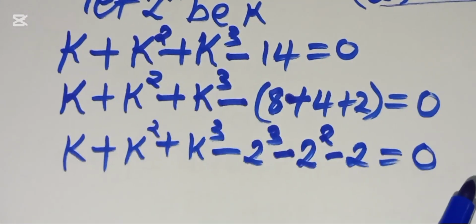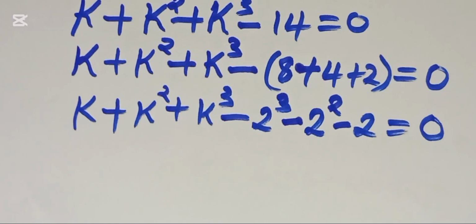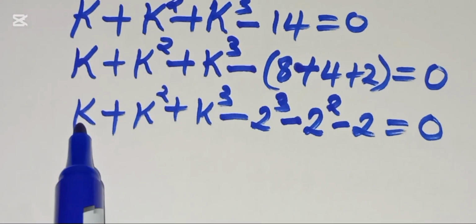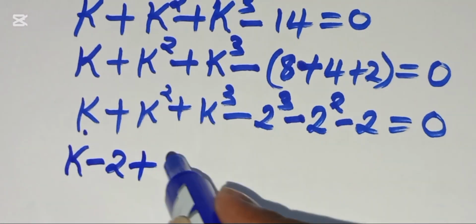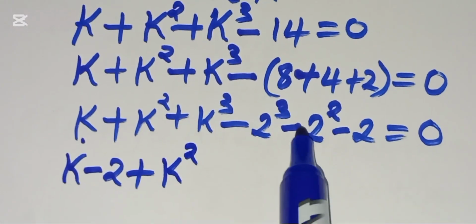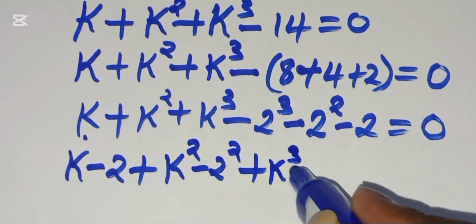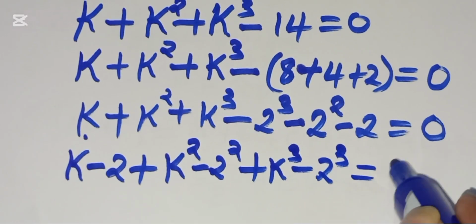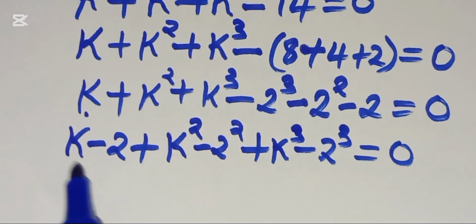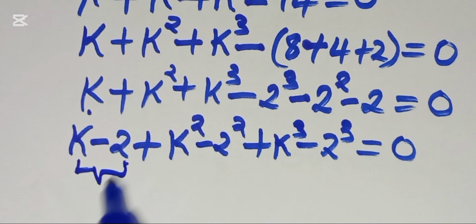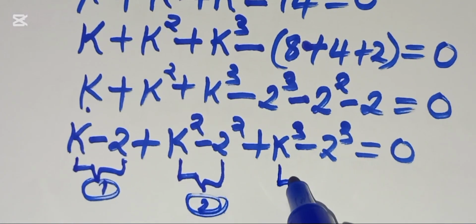Okay. Now from here, we can combine the exponentials with the same power. So we are going to have k subtract 2, plus k squared subtract 2 squared, plus k cubed subtract 2 cubed. This is equal to 0. Okay, so now from here we have 3 parts. This is the first part, we have the second part, and now we have the third part.